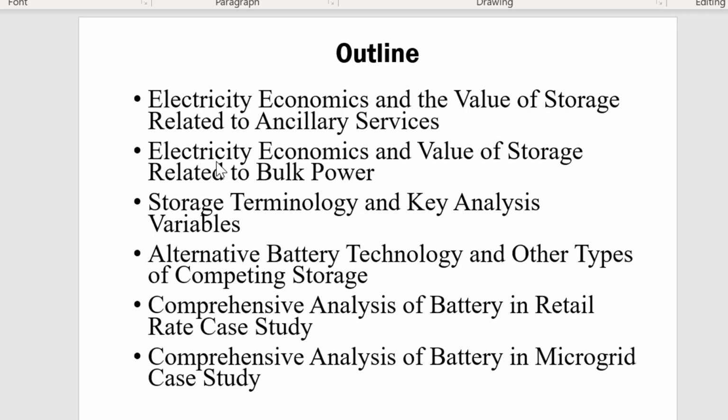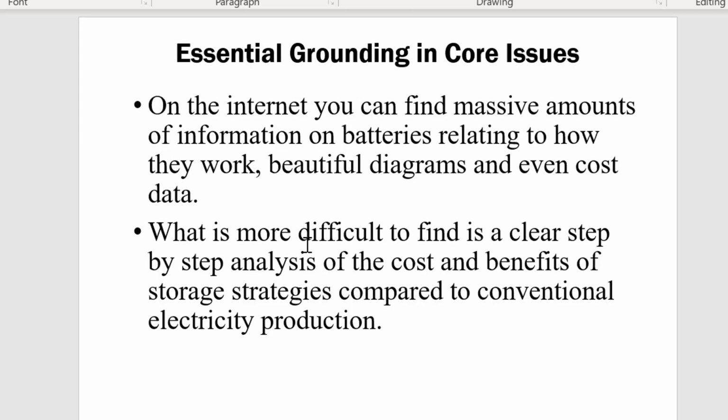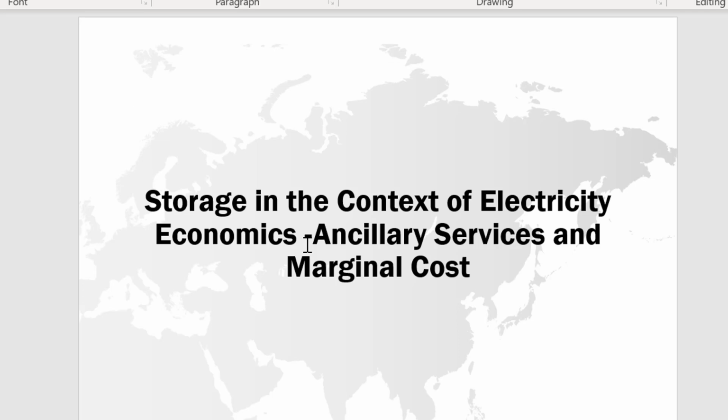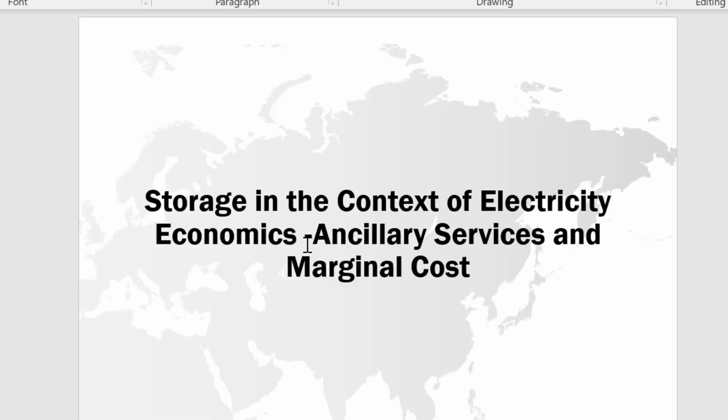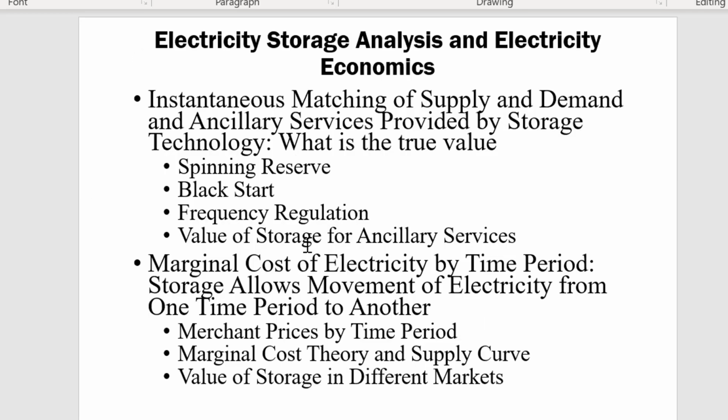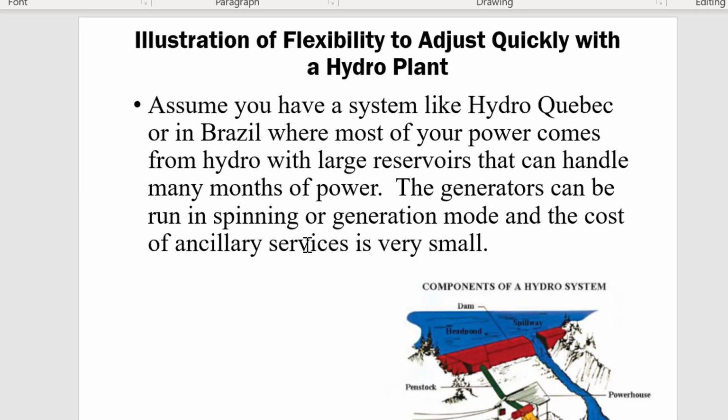And then I'm going to just talk about how you use batteries for ancillary services, for bulk power, some terminology, and then I'm going to show you the cost. Okay, you get all of this stuff, but it's hard to put it all together. That's what I'm trying to do in our simple little example. Okay, and I talk about ancillary services, and I talk about if there's hydro, the real cost.